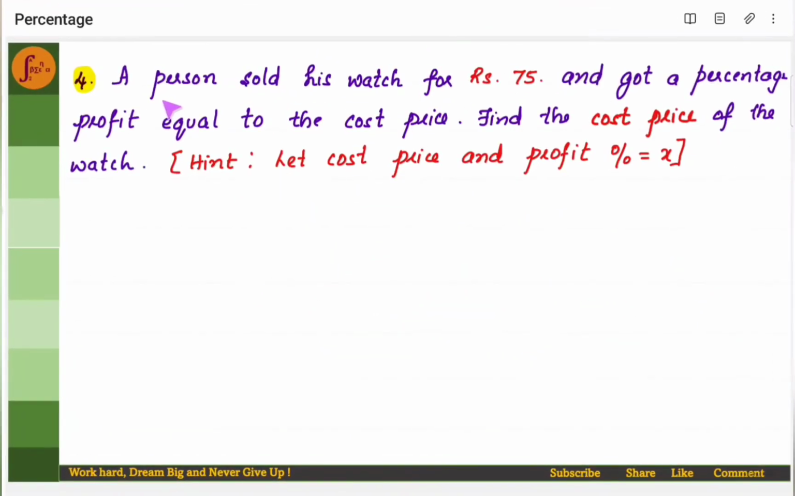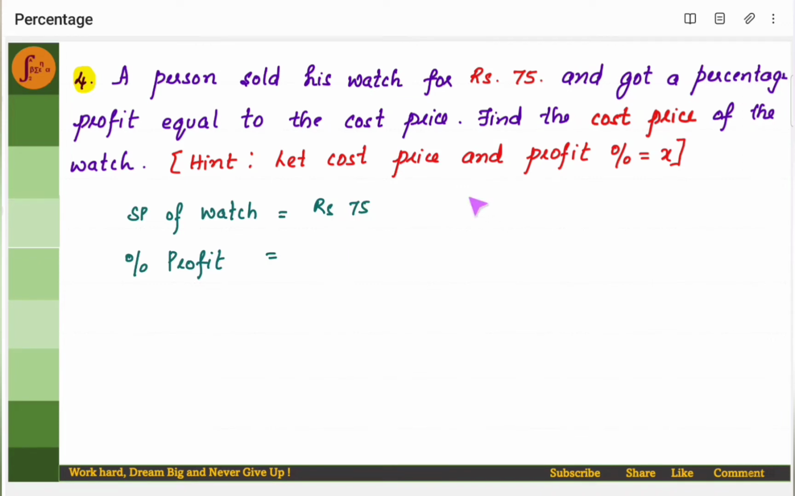Let's take this problem where a person sold his watch for rupees 75 and got a percentage profit equal to the cost price. So basically, the person sells his watch for rupees 75. Let's write down what we have. Selling price of watch is rupees 75. And he got a percentage profit equal to the cost price, which is equal to cost price.